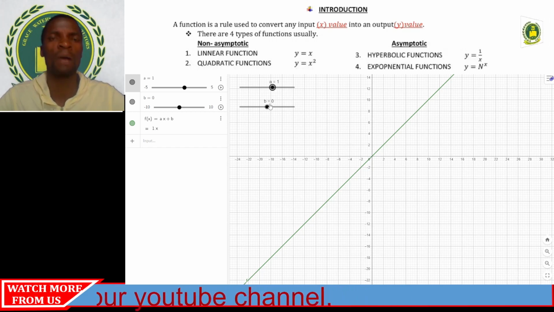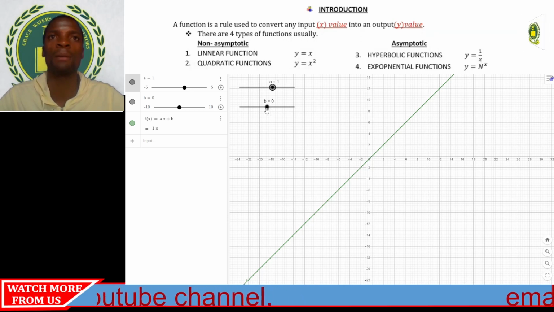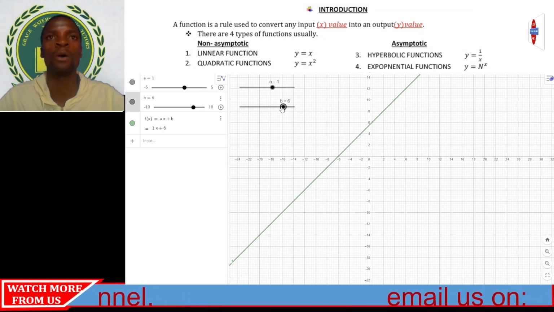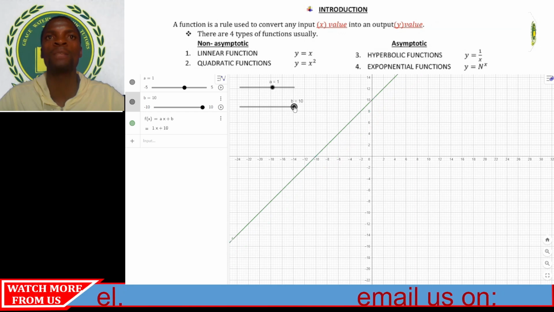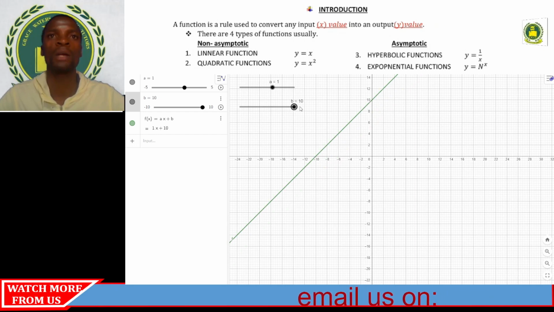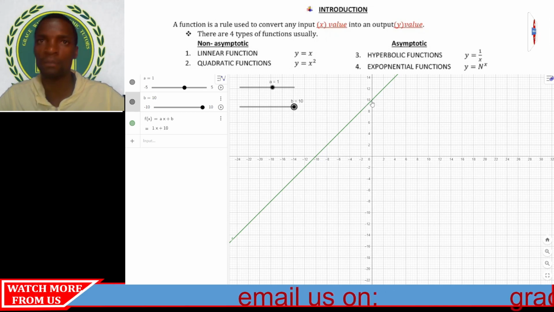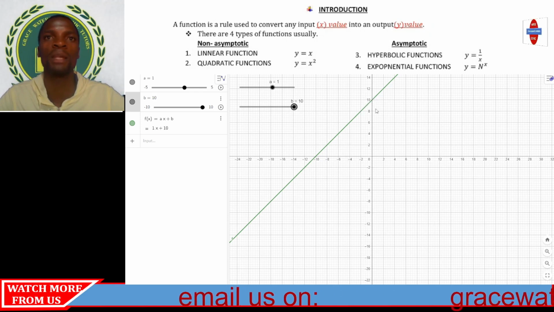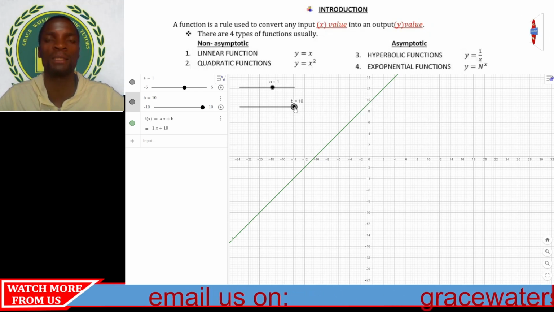Let us consider what is the effect of making b a big number and making b a smaller number. Now you see that b is 0. By the time I change b from 0 to 2, the graph is going up. Now 4 is big, and when it's 10, it's moving up. How do you see that the graph is moving up? You consider the intercept, or the y-intercept, the position where the graph is cutting the y-axis.